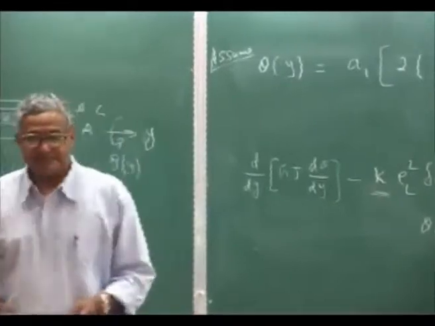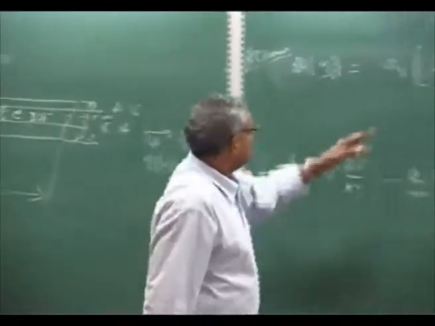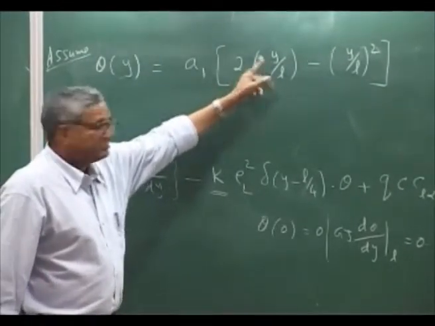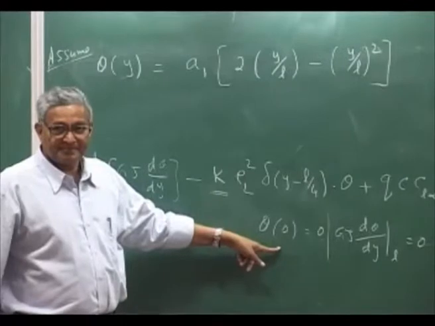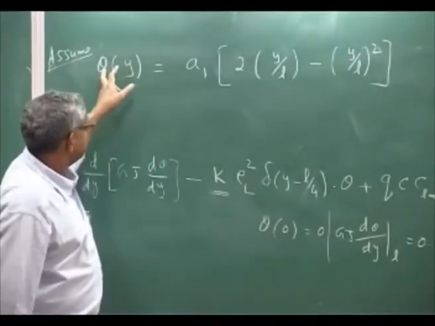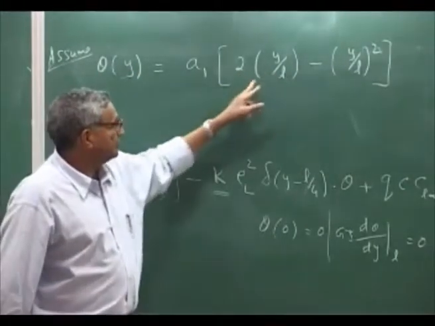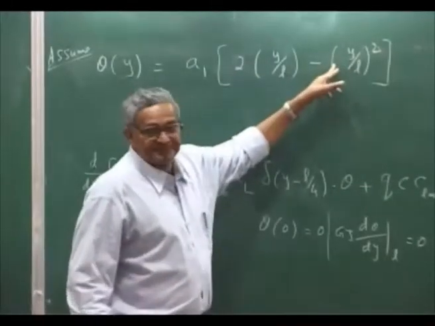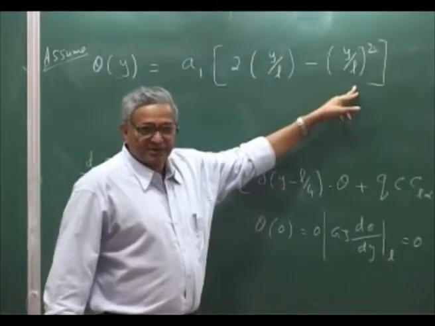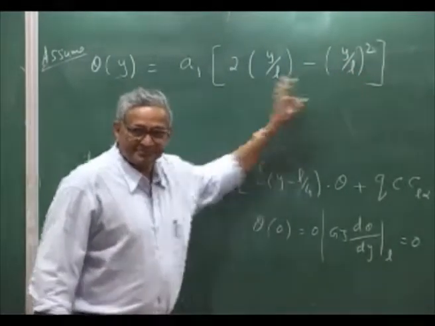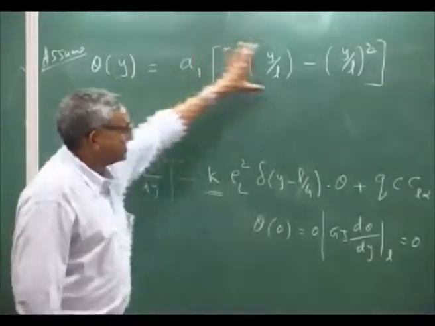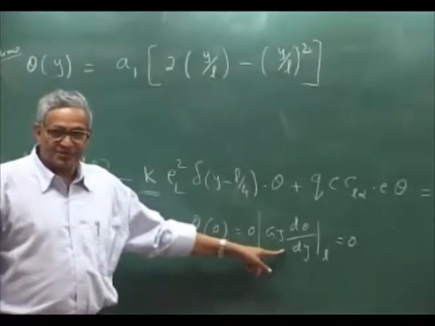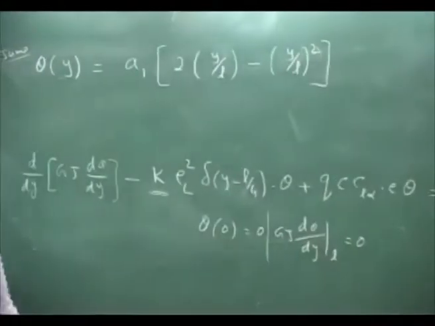That means you see this, when y is 0, theta is 0. When you differentiate d theta by dy, this will be 2 over L minus 2 y over L square. So when y equals L, this is also 0. That means this solution satisfies both the boundary conditions.